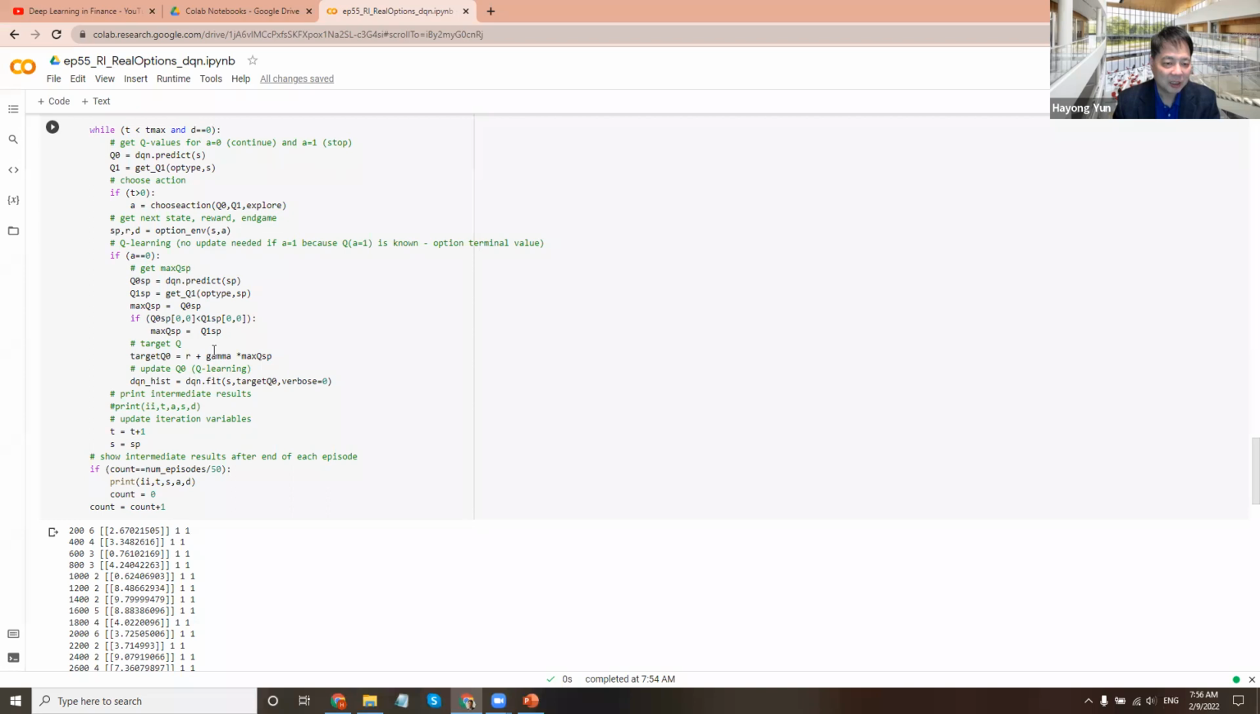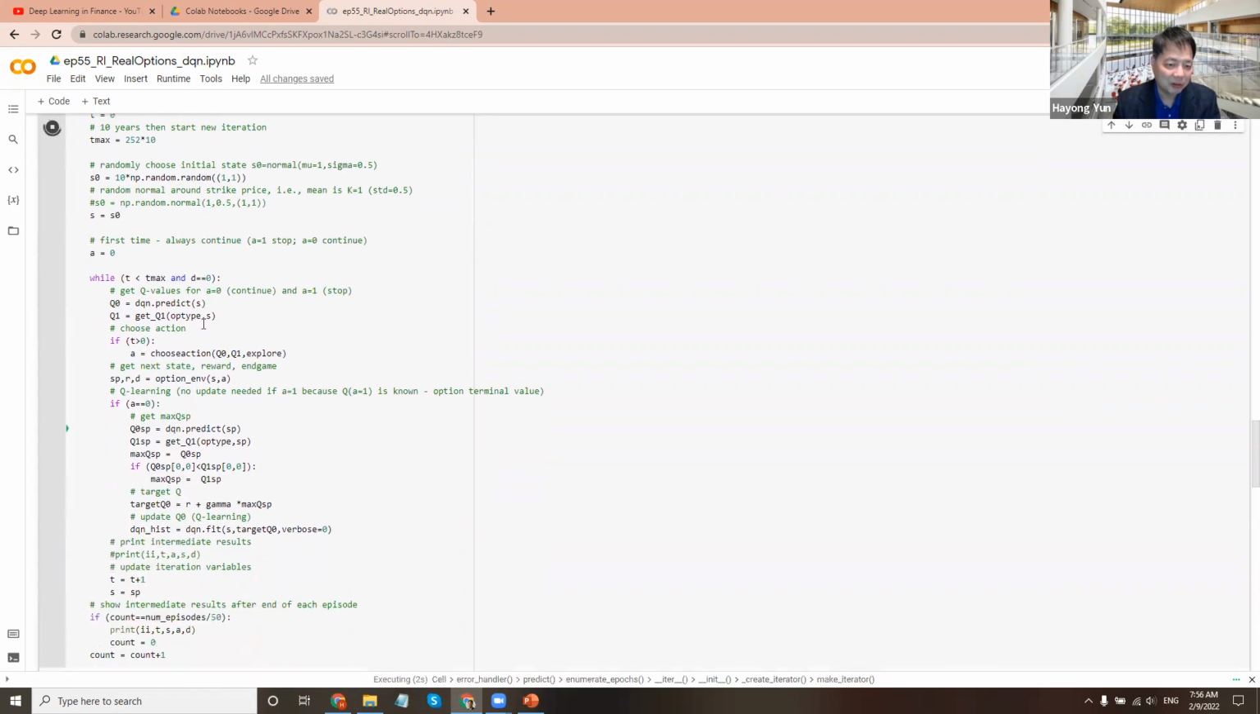Then the target is mostly copying the Q1 from the previous round, and we have a target, which is basically R plus gamma times max Q. So we do have that target, and we compare against that. Since we have only one state here, we can just compare it against this, which is a special case. Then update the time, update the stock, and keep playing the game for a long, long time.